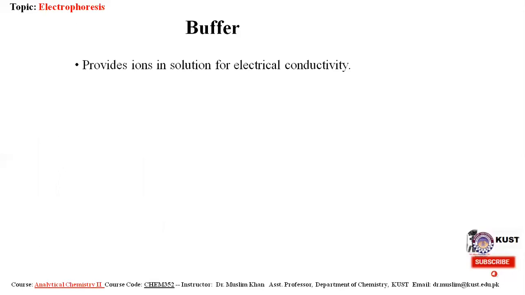Buffer is also used in electrophoresis. What is the purpose of a buffer? It provides ions in a solution for electrical conductivity. This aqueous buffer is used as a medium and for electrical conductivity. It prevents pH changes, because once the pH changes, the charge of the charged particles changes; at pH 7, pH 9 or pH 3, they will be in a different ionic form. That's why it prevents pH changing. It also provides electrical conductivity.